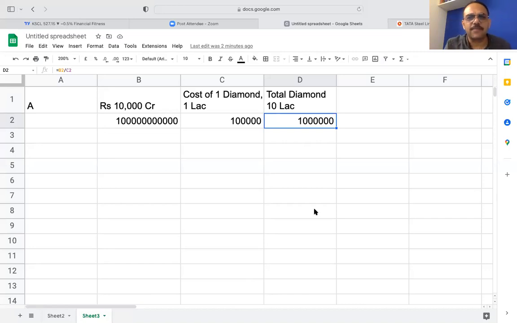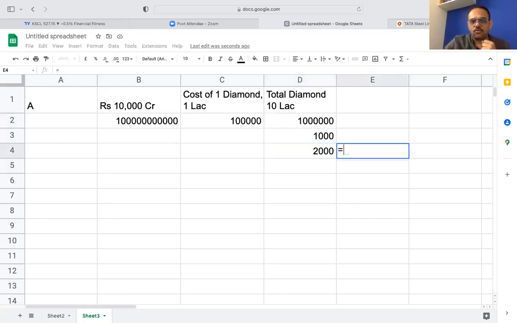Each diamond merchant keeps roughly anything between 1,000 to 2,000 diamonds in his shop. So each diamond merchant has 1,000, 1,500, 2,000, something like that. So the total number of shops he may have to visit is around 500, right?